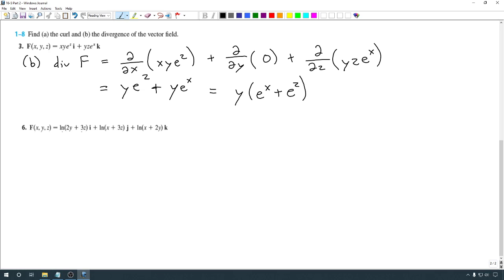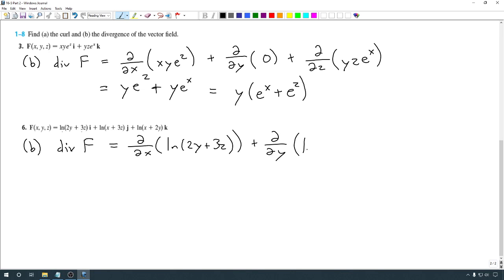We also took the curl of problem 6. So we're going to take the divergence of it this time. Same idea, we take the x derivative of the x component. We take the y derivative of the y component. And we take the z derivative of the z component.